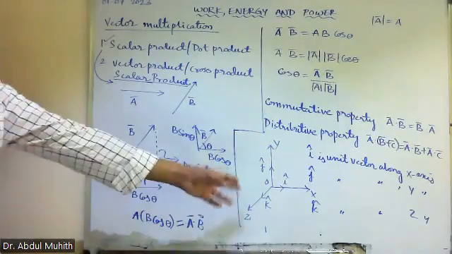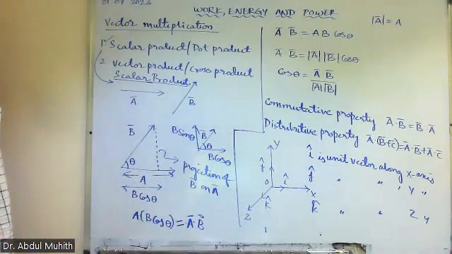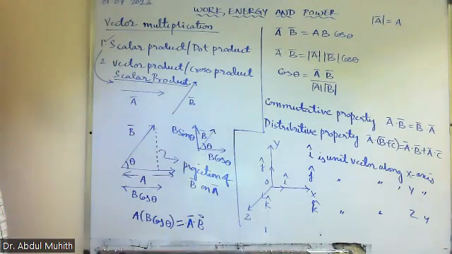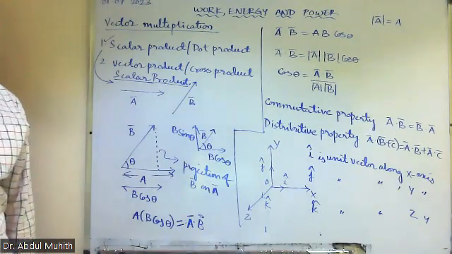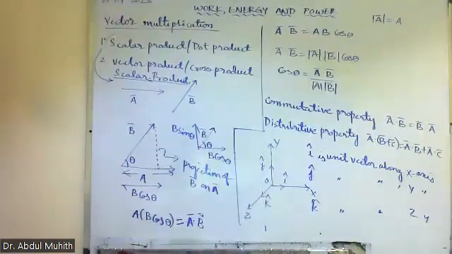Now there are three axes, X, Y, and Z, with i cap, j cap, and k cap. i cap is the unit vector along the X axis, j cap is the unit vector along the Y axis, and k cap is the unit vector along the Z axis. Is it clear? Yes, sir. Please copy this, then we will go to the next one.